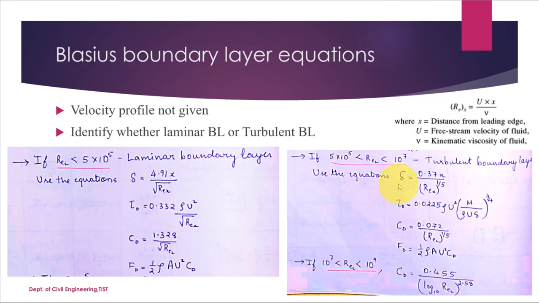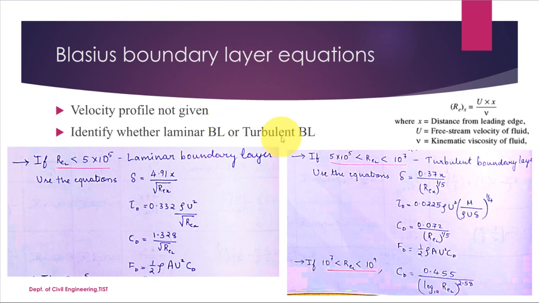First topic is Blasius boundary layer equations. See, in some problems, the velocity profile will not be given. In those problems, we can use the equations given by Blasius. We have two sets of equations, one for laminar boundary layer and the other for turbulent boundary layer. So once you get the question, we need to identify whether it is laminar boundary layer or turbulent boundary layer.